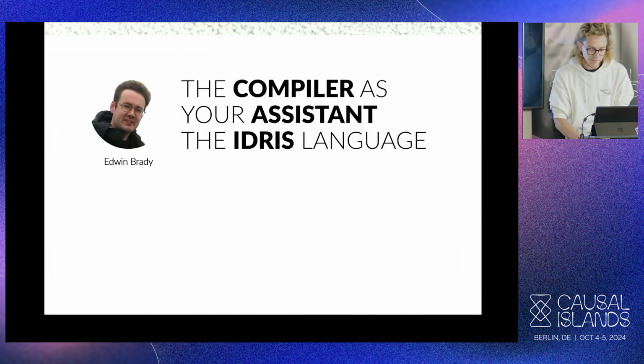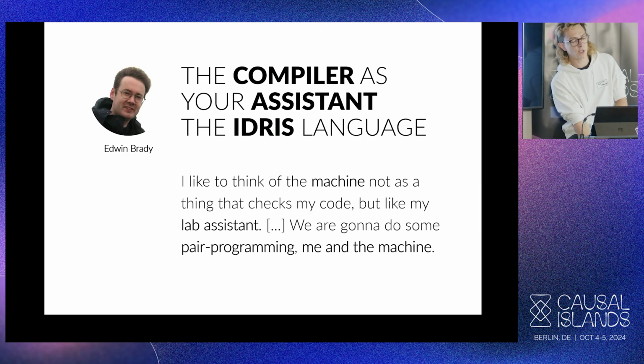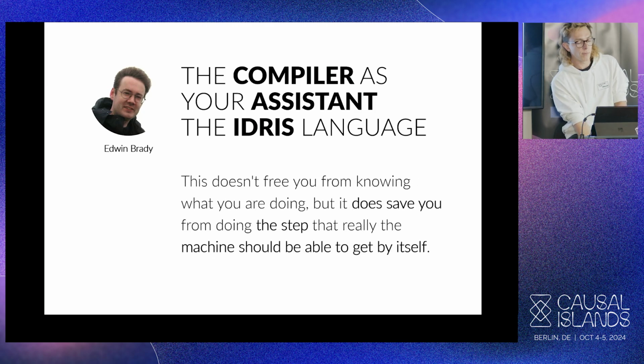So, Edwin Brady, the creator of the Idris programming language, has this quote: the compiler should be your lab assistant. I like to think of the machine not as a thing that checks my code, but as my lab assistant. We're going to do some pair programming, me and the machine. This doesn't free you from knowing what you're doing, but it does save you from doing the step that really the machine should be able to get by itself. Like really sophisticated compilers in functional languages.